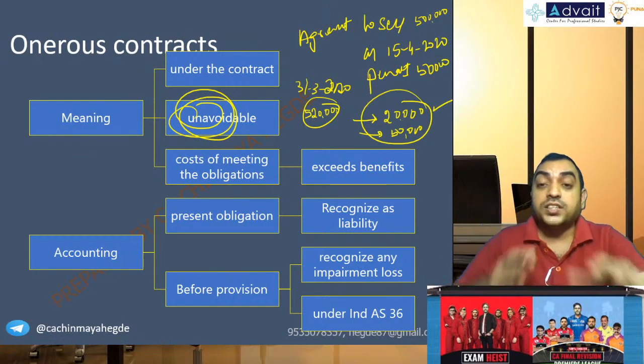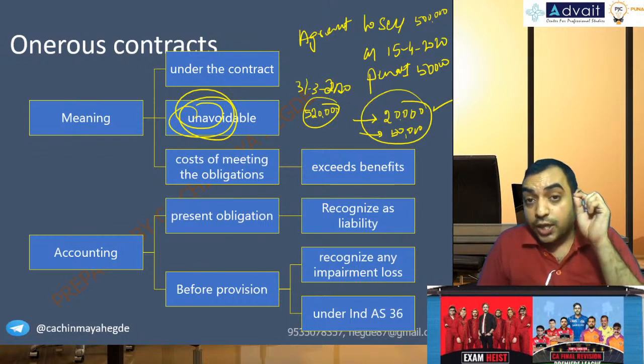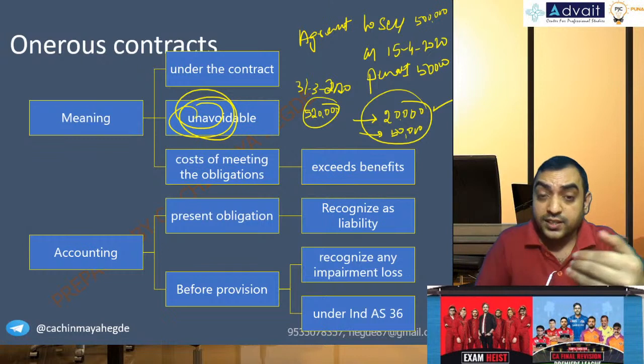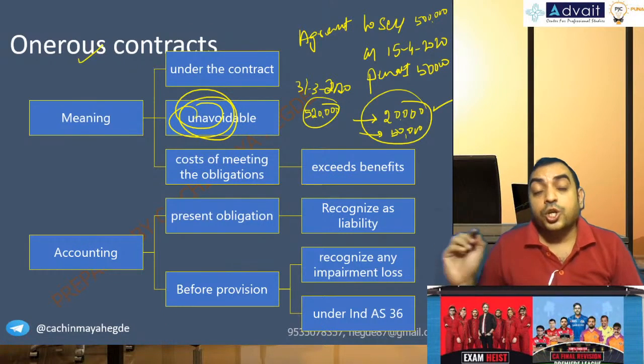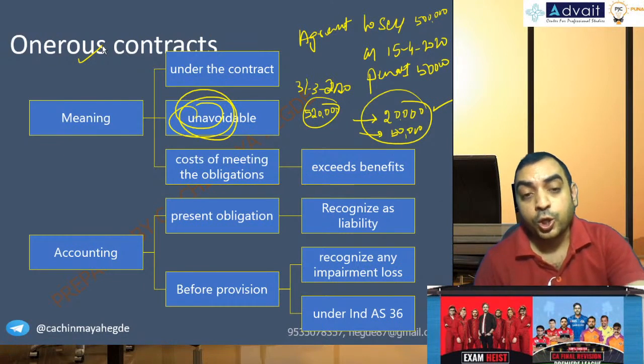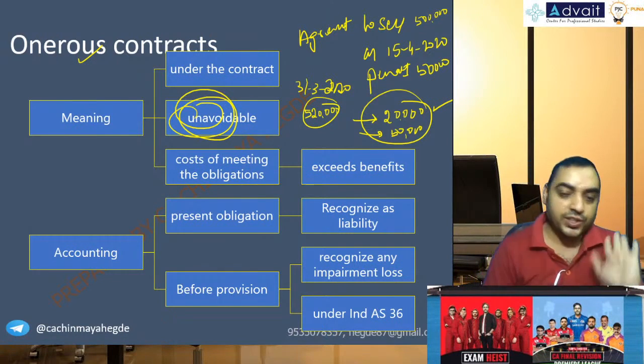You know that a loss will be incurred, on the prudence premise. Even though the loss will be incurred in future years, you have to recognize it in the current year itself. That is called an onerous contract: the unavoidable cost of meeting the contract obligations.